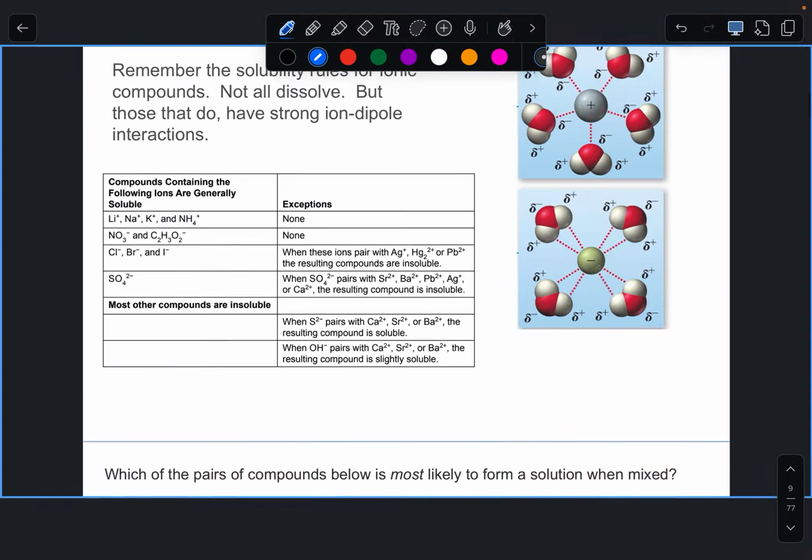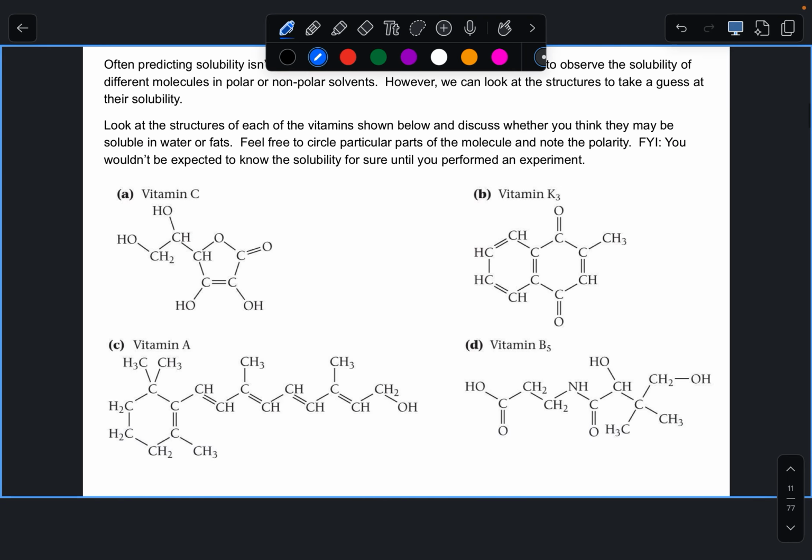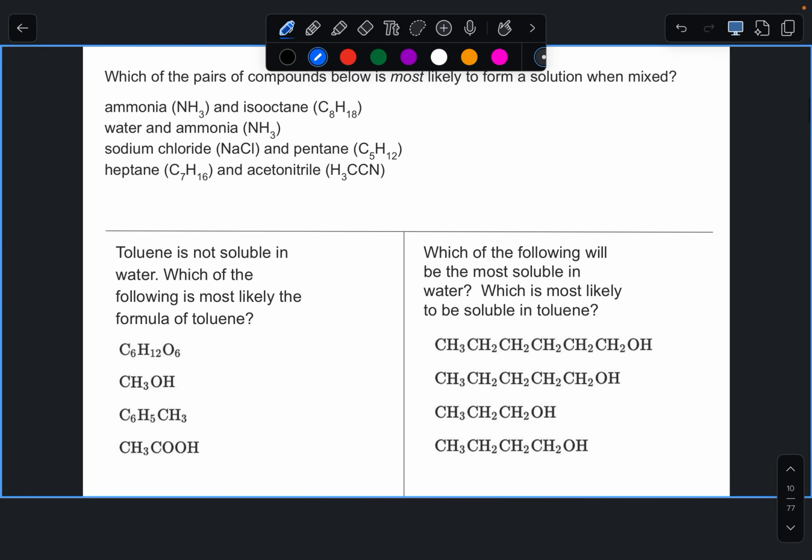Okay, so we're gonna apply this here. We'll do this one together, and then on Wednesday, I'll have you guys do this one with vitamins that I always think is fun. Which of the pairs of compounds below are most likely to form a solution? So using the idea of like dissolves like, we want to basically find which ones have similar polarity, which ones are either both polar or both nonpolar.